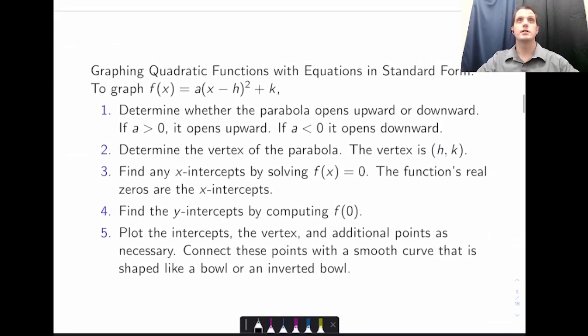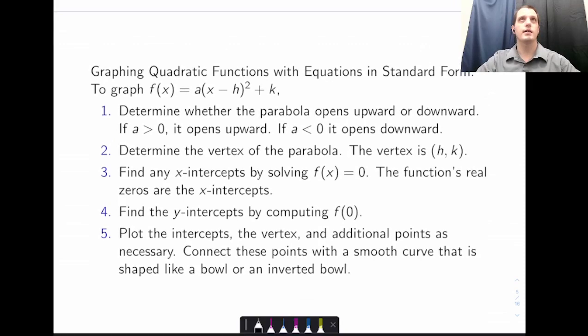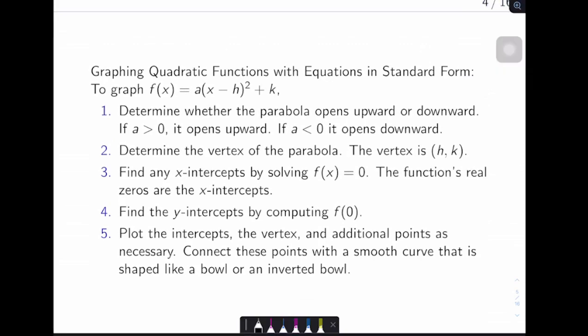Here are some steps on how to graph a quadratic equation. To graph f of x is equal to a times the quantity x minus h squared plus k, first, determine whether the parabola opens upwards or downwards. Is your a positive or is your a negative? Then determine the vertex, which is your h comma k.